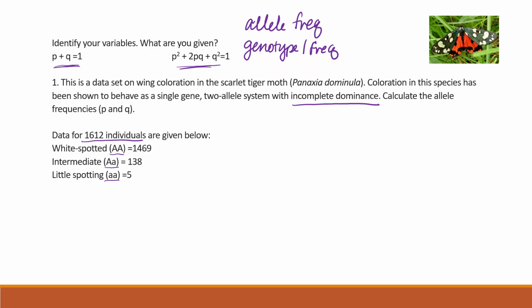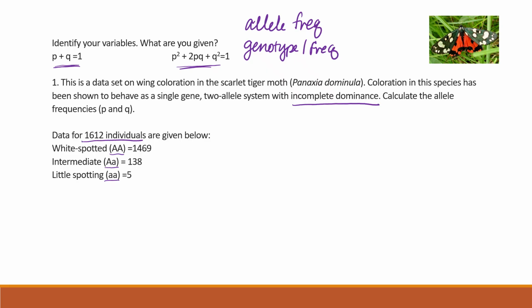This trait is showing incomplete dominance, meaning that individuals who are homozygous dominant have lots of white spotting. Individuals who are homozygous for the other allele, little spotting, are going to have just a little bit of spotting. And individuals who are heterozygous are going to have an intermediate amount of spotting.